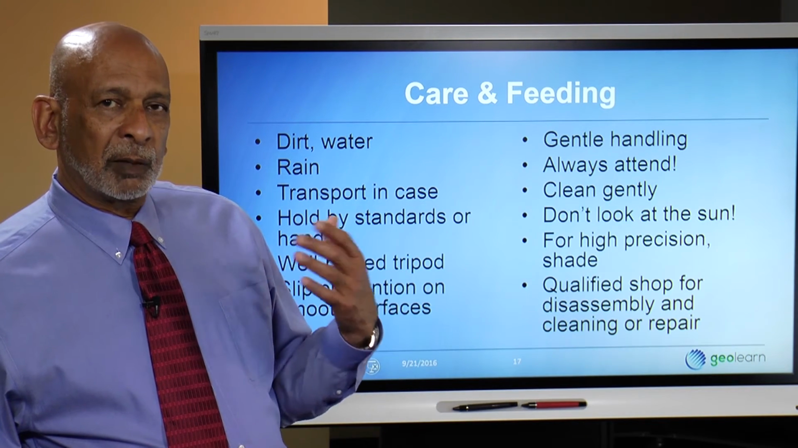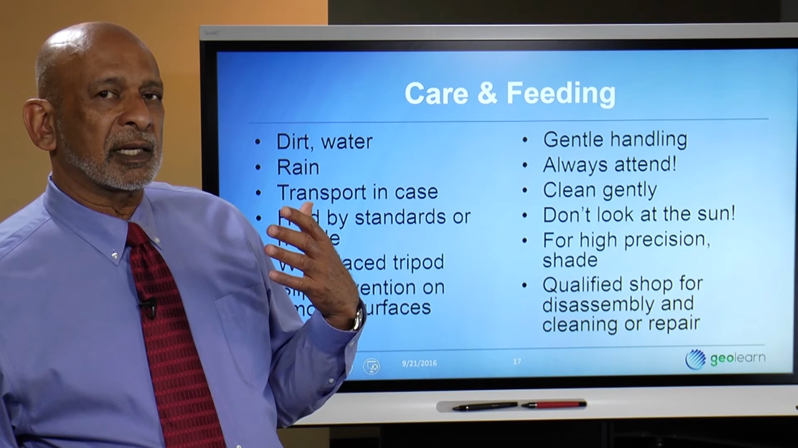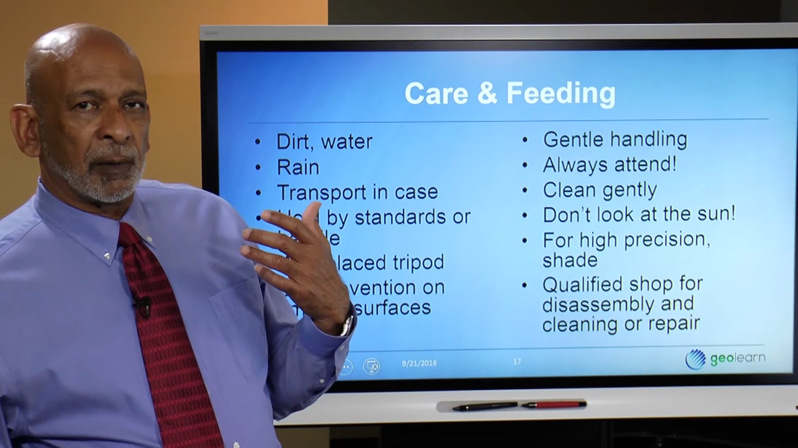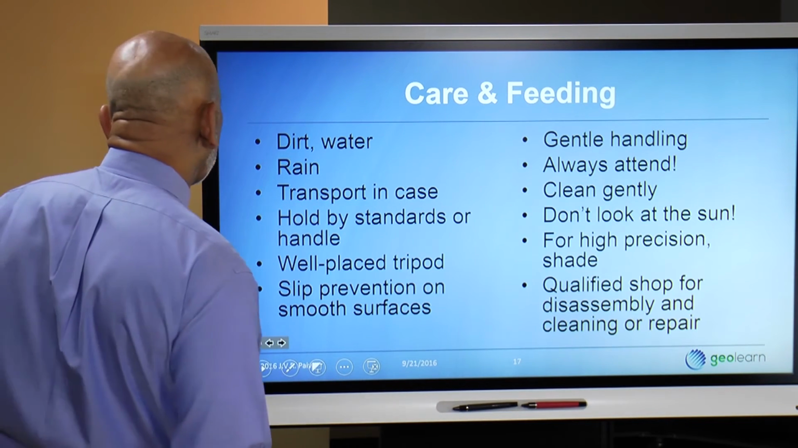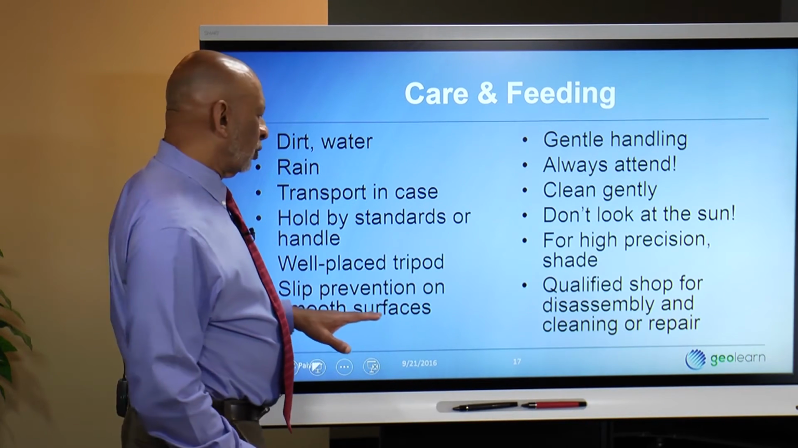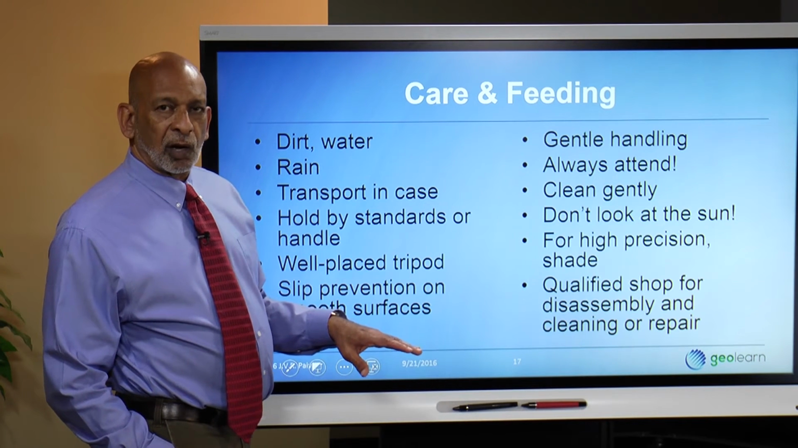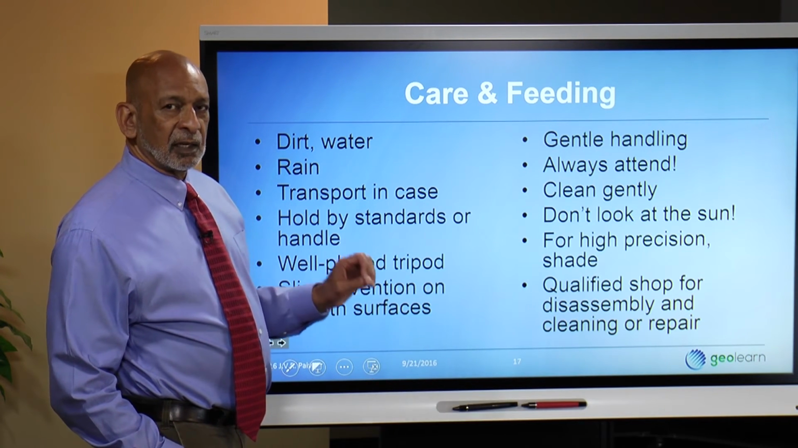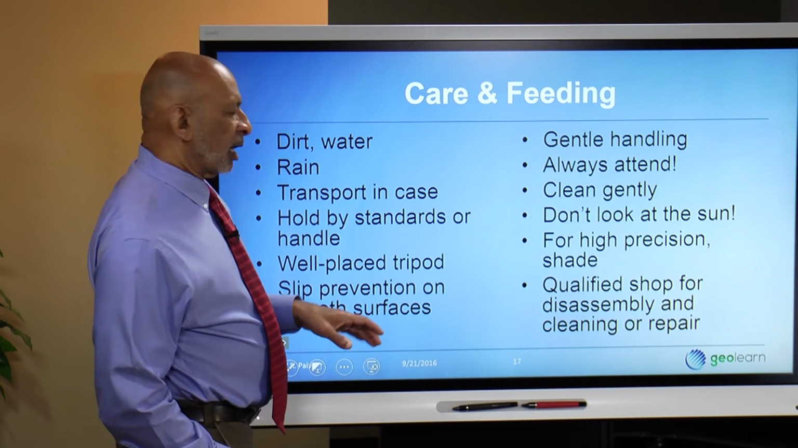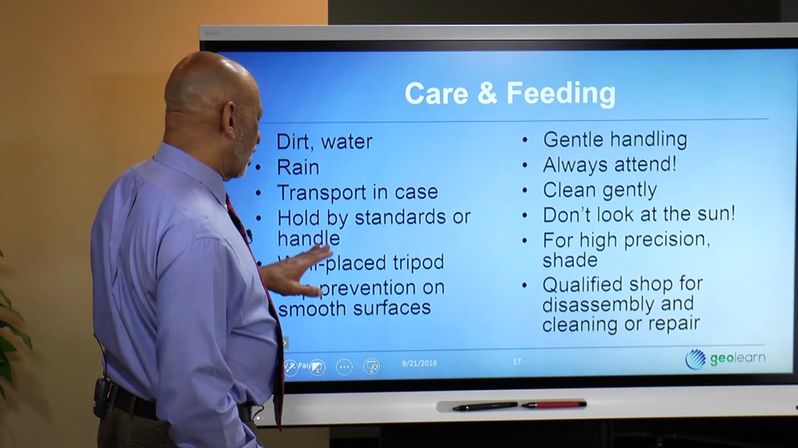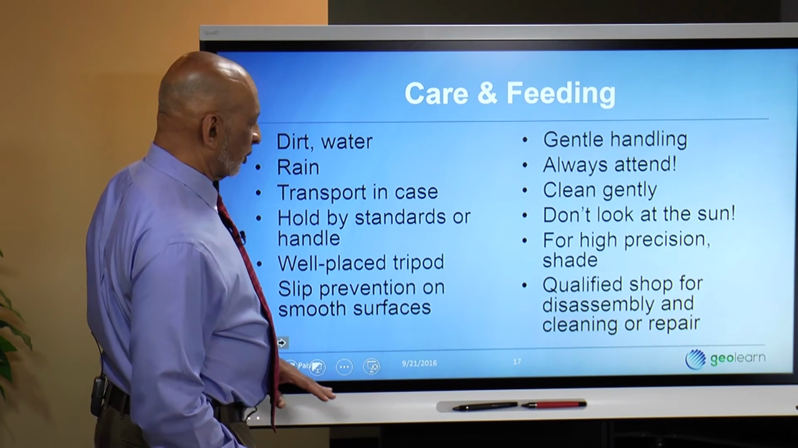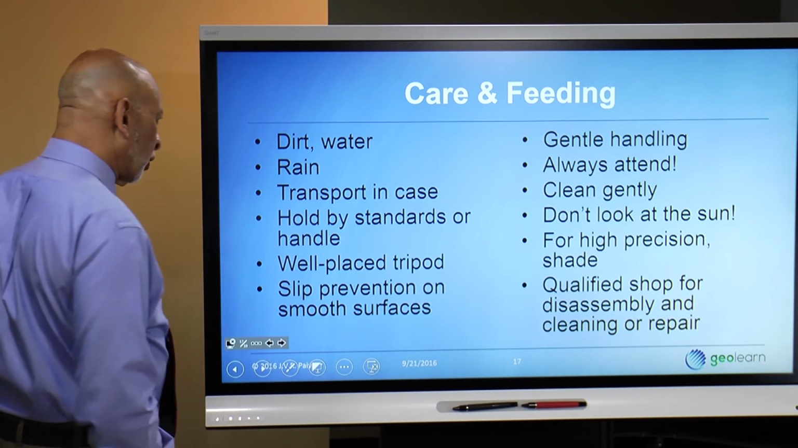And what I mean by a well-placed tripod is to make sure that it's not in a situation that will cause the instrument to fall to the ground attached to the tripod. A really important thing there is to be especially careful on smooth surfaces that are also hard, so concrete, asphalt, things like that, where the points on the tripod cannot dig into the ground, can be very hazardous to your instrument. So having some kind of a slip prevention mechanism is really important.